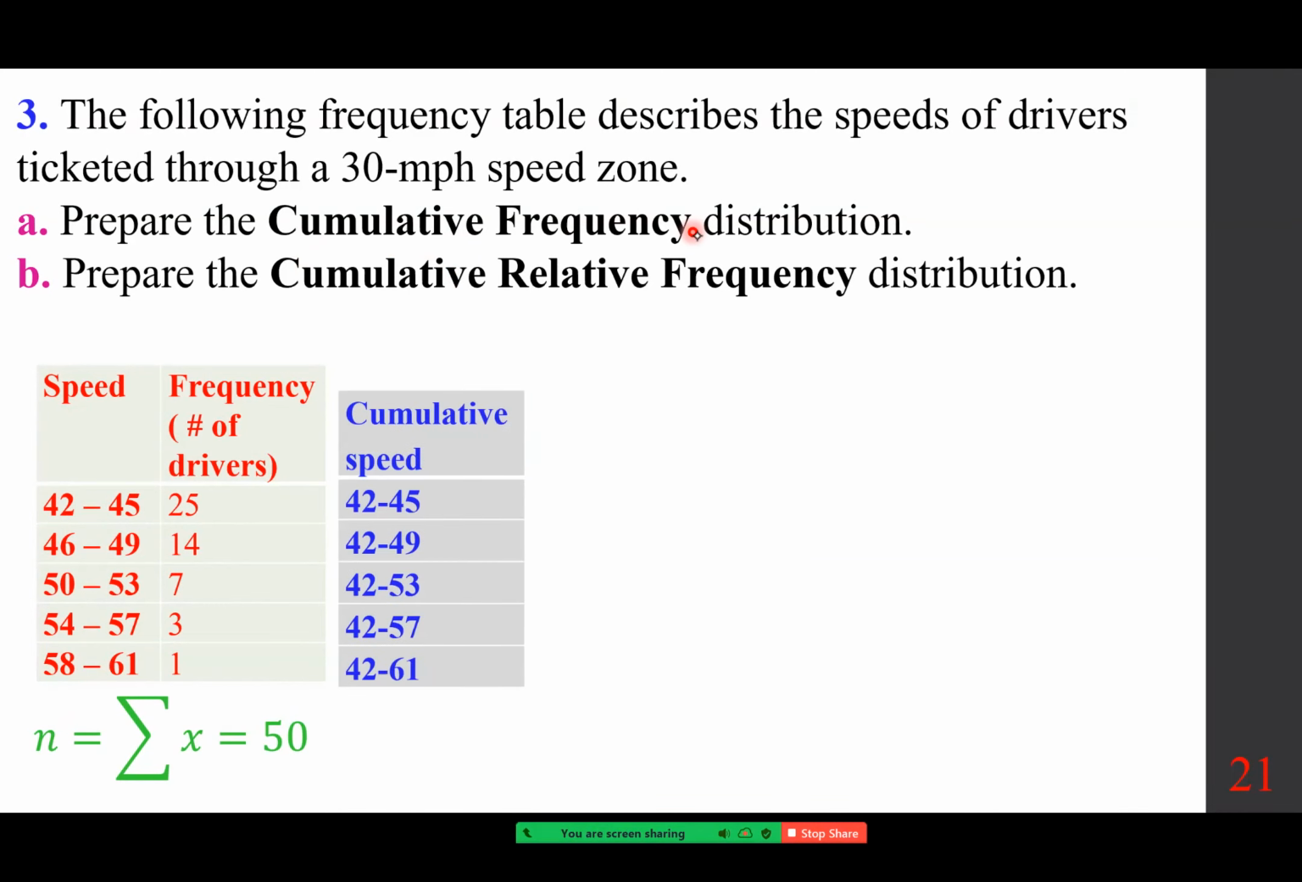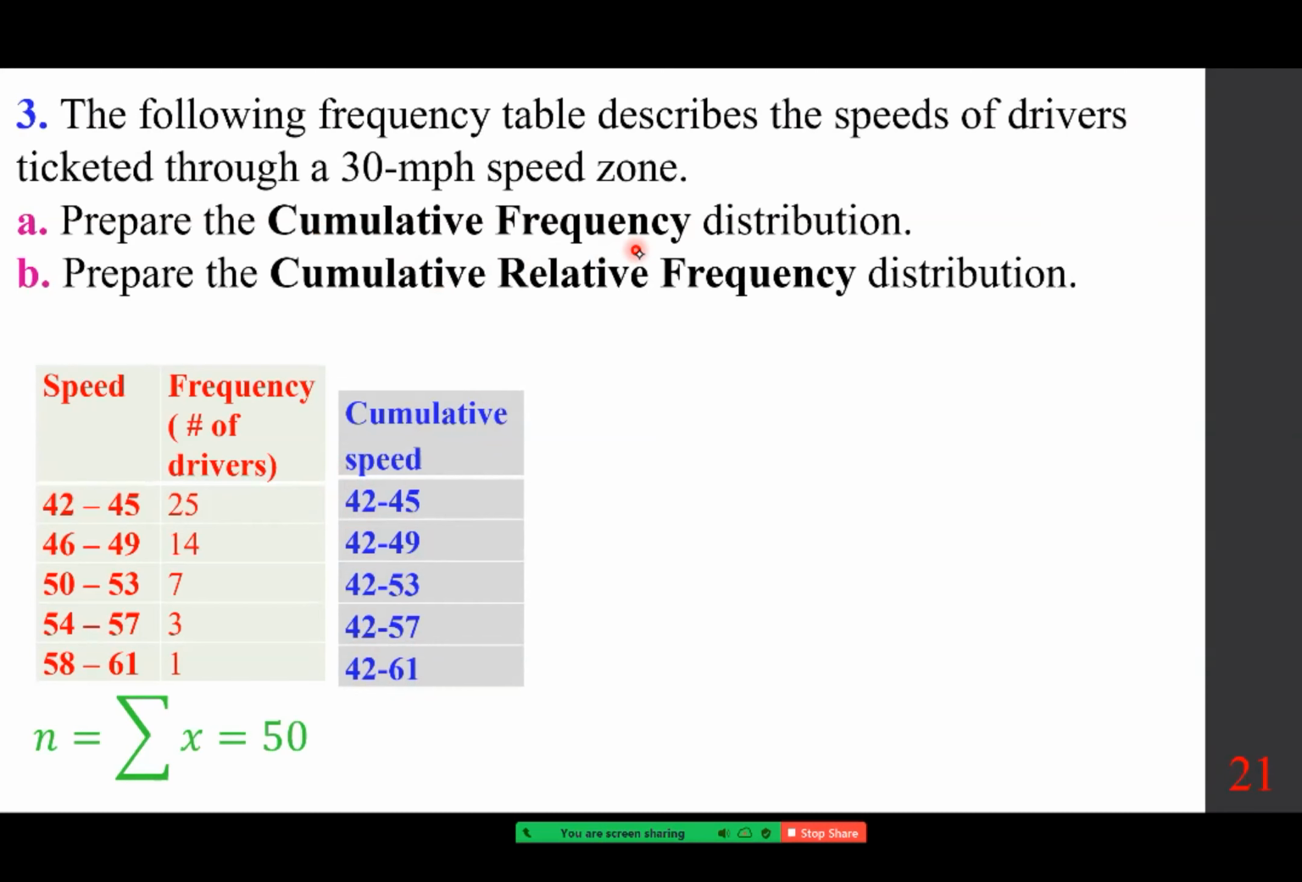So first and foremost, keep intact the upper limits, don't change them. And the lower limit of the first class is 42. Apply that to each and every class. That is the meaning of cumulative frequency. That is the meaning of it.